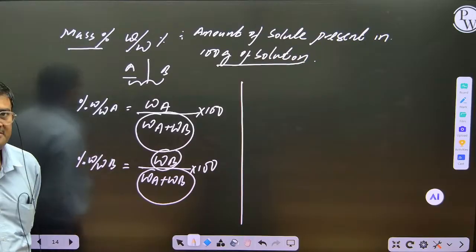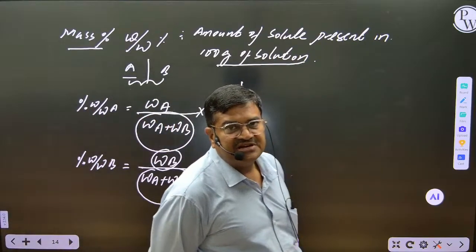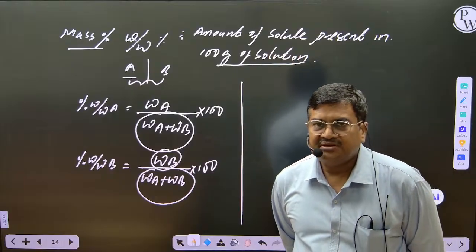Simple, no? Understood, everyone? You might have already studied this in first year in some basic concepts. Once again, it is a repetition.